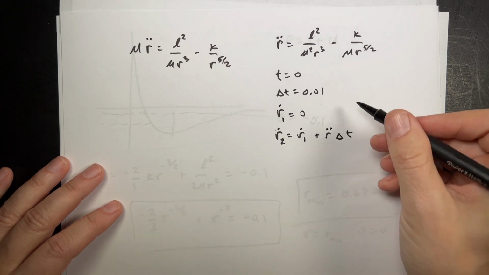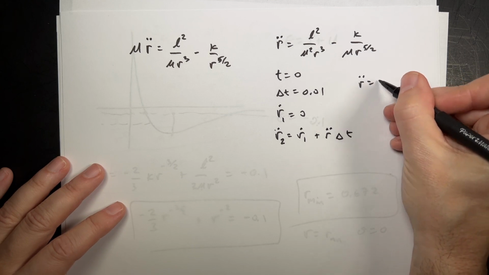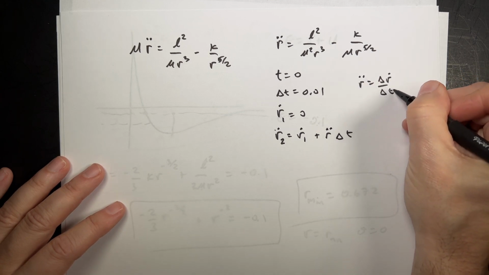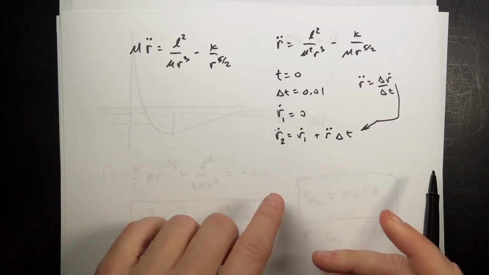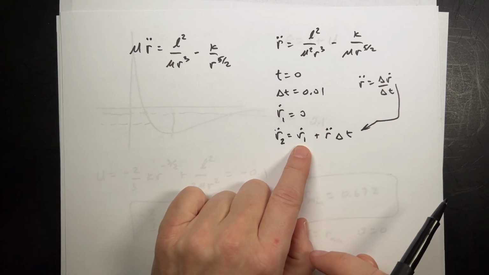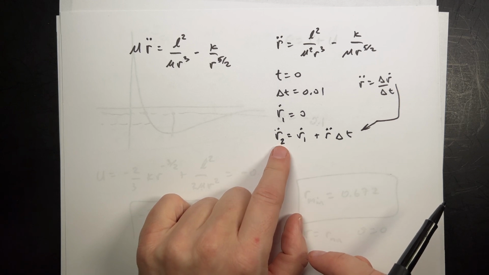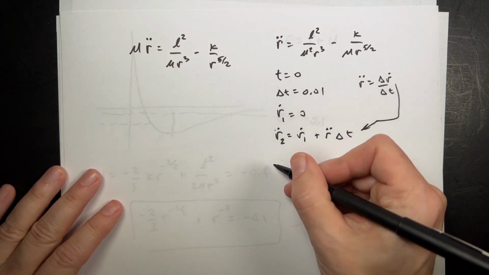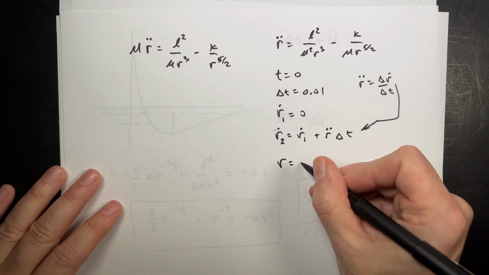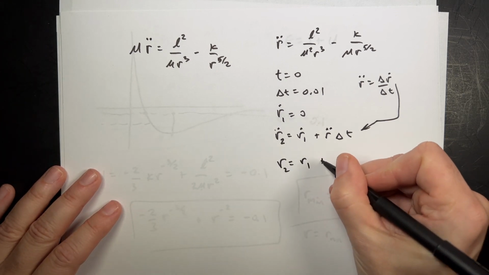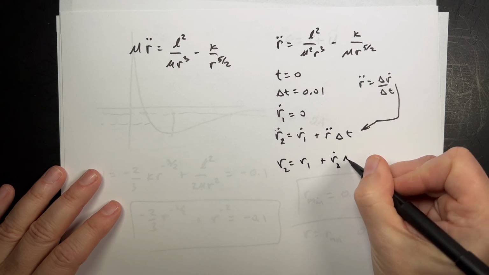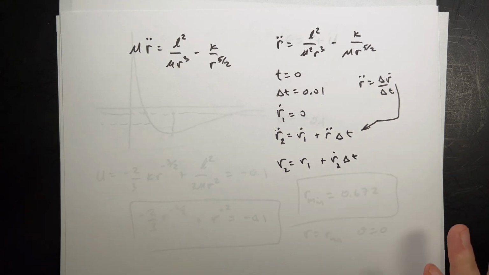So this just comes from the definition of r double dot as delta r dot over delta t. So if I know my initial velocity, which I'm going to pick as 0, after some short time interval, I can find r2 dot, the velocity at the end of the time interval. Now I can do the same thing with r. r2 equals r1 plus r2 dot delta t. And this is your basic numerical calculation. But that just tells me how r changes.